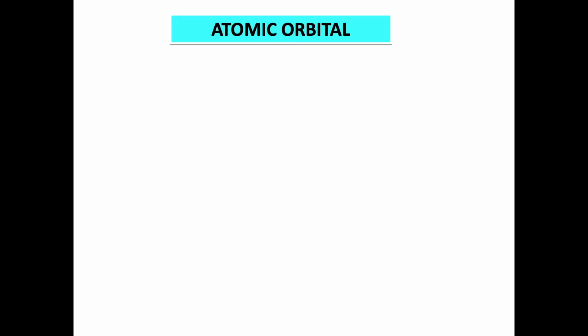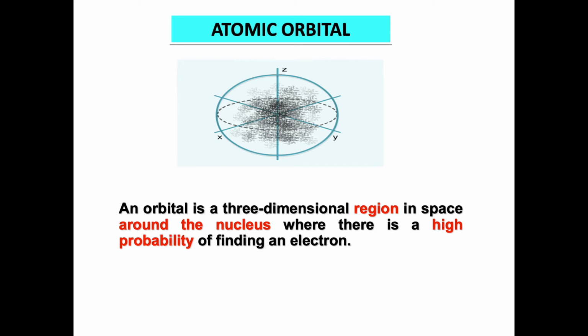Let's start with a basic definition and get to know what is atomic orbital. An orbital is a three-dimensional region in space around the nucleus where there is a high probability of finding an electron. Imagine if your nucleus is at the center right here, and in a 3D region you have the X, Y, and Z axes, and your electron could be here, here, here, or even here. So the area or space in the 3-dimensional region where the probability of finding the electron is high is what makes an orbital.